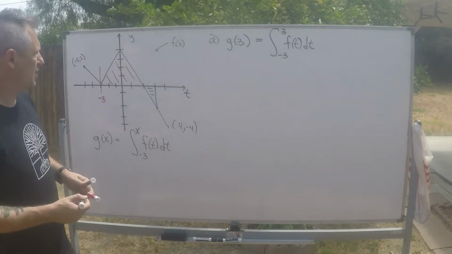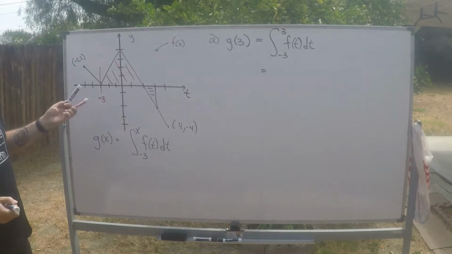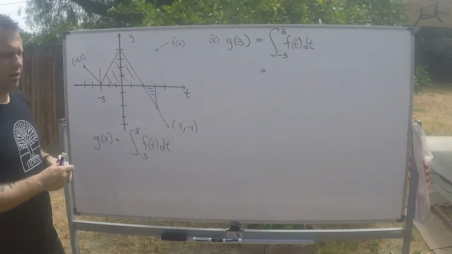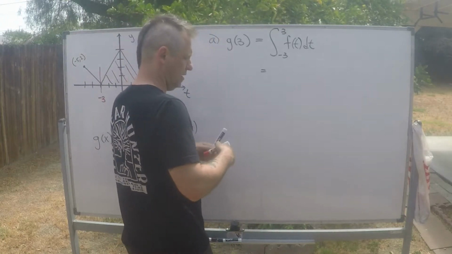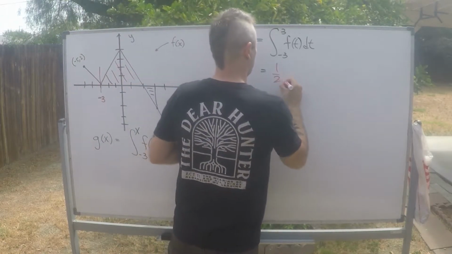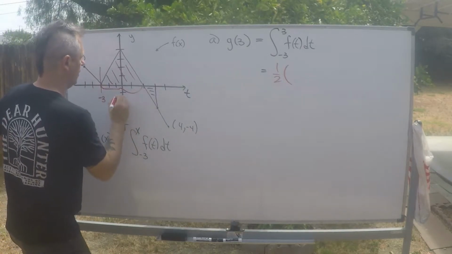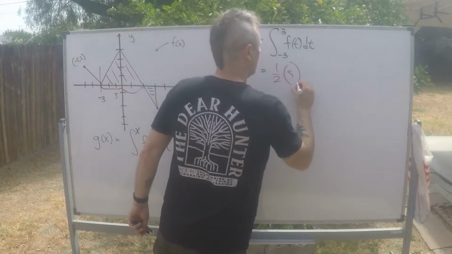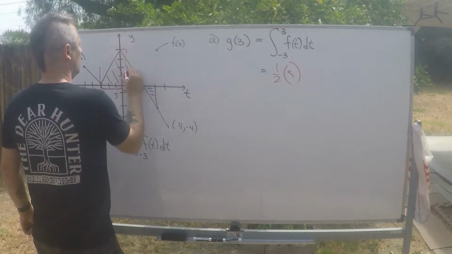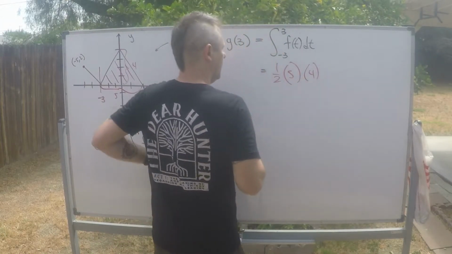Now the positive area is actually easy to compute. This is just a triangle. So we're going to do 1/2 base times height. So let's see here, I'll put it in red. So we have 1/2 the base. So this distance right here is 1, 2, 3, 4, 5. That's the base. And then the height, 1, 2, 3, 4. Okay.